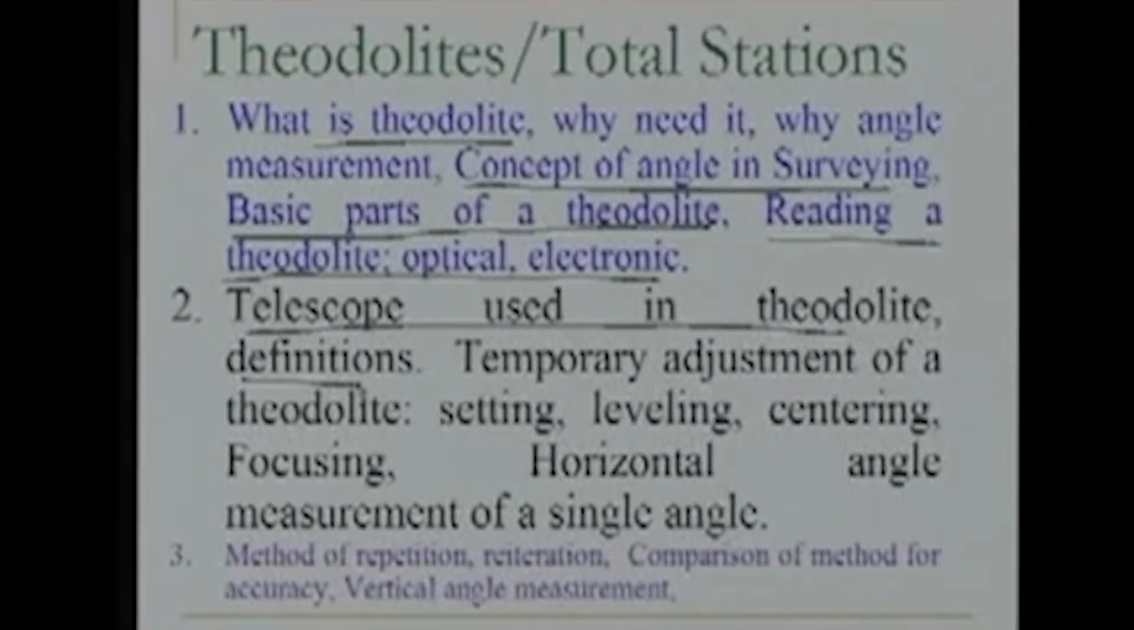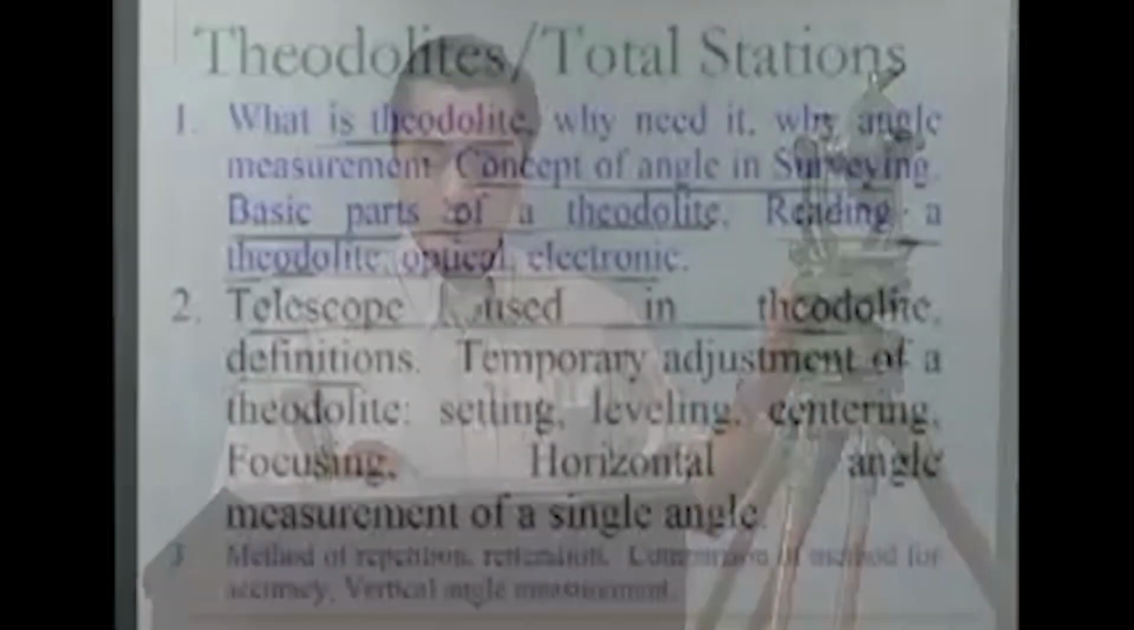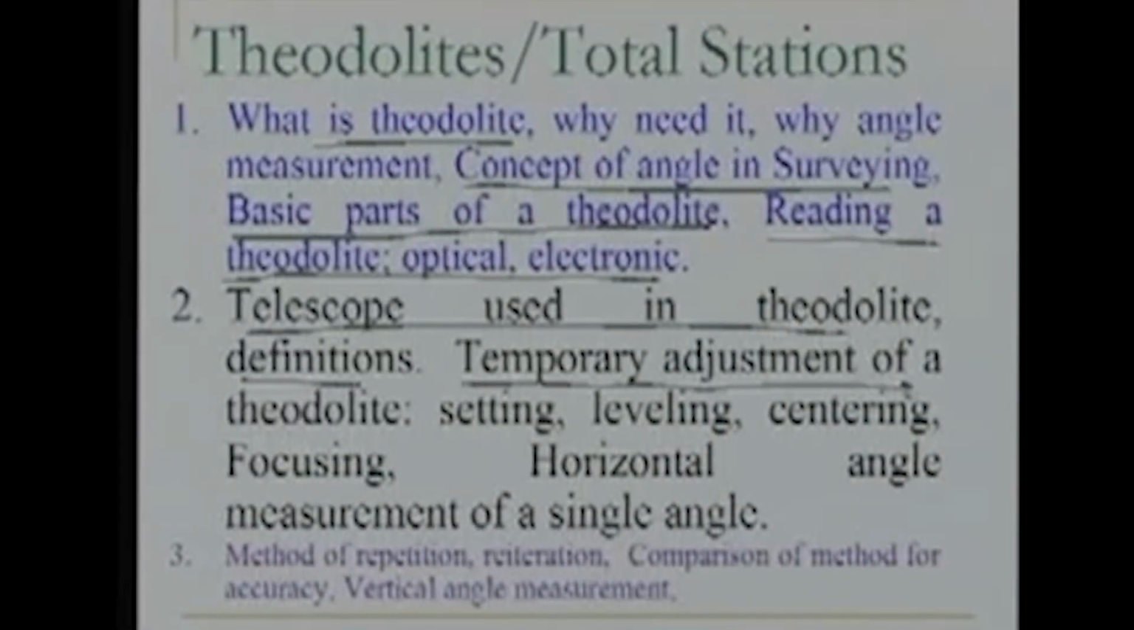Then we will see some more definitions which we need to know in order to go further while we are reading about the theodolite. Then we will see some temporary adjustments of a theodolite. These are setting, leveling, centering and focusing. And then finally we will see how we can make use of this in order to measure one horizontal angle. So this is all we are going to cover today.